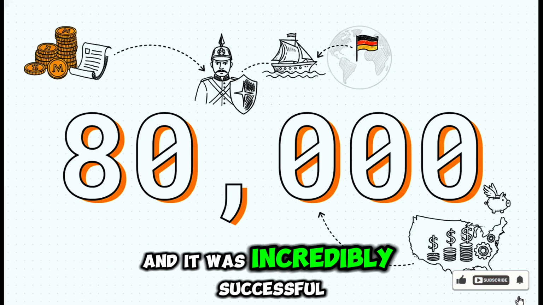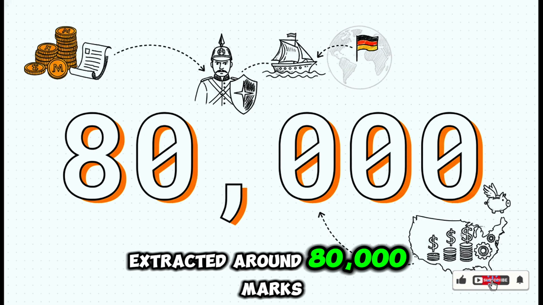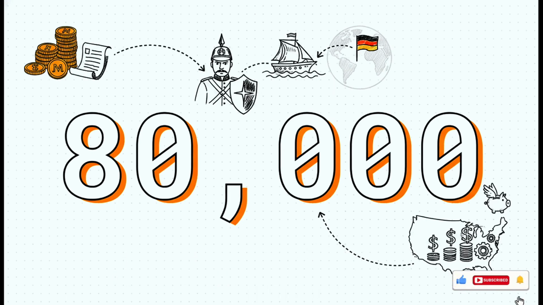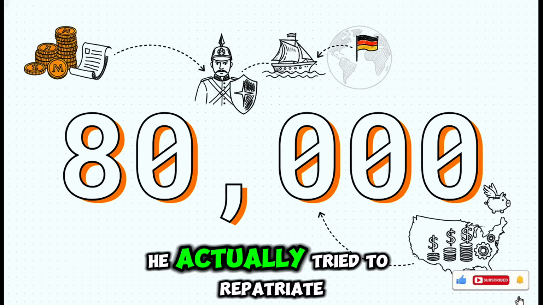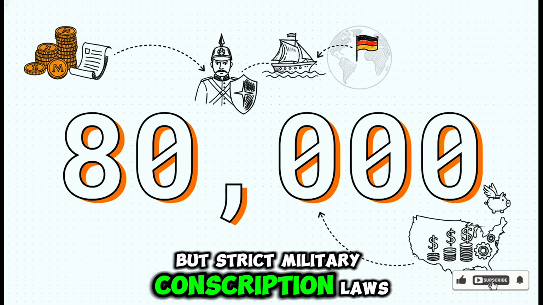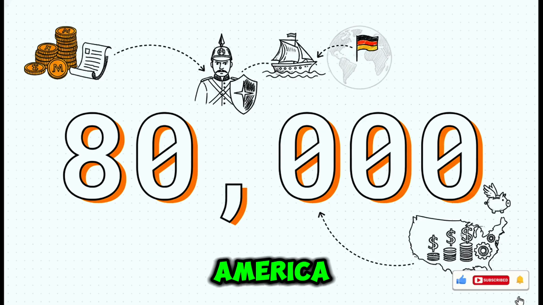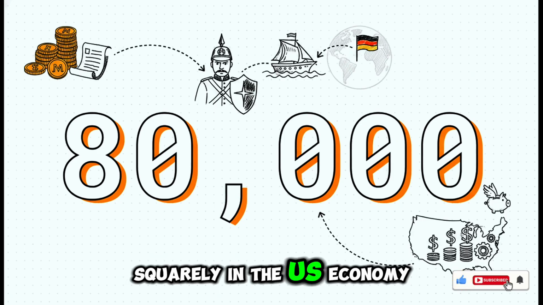And it was incredibly successful. By 1901, he had successfully extracted around 80,000 marks from the frontier economy, which is equivalent to roughly $400,000 today. He actually tried to repatriate this wealth back to Germany to settle down, but strict military conscription laws forced him right back to America. So this bit of political friction inadvertently guaranteed that his newly accumulated capital would be deployed squarely in the U.S. economy.